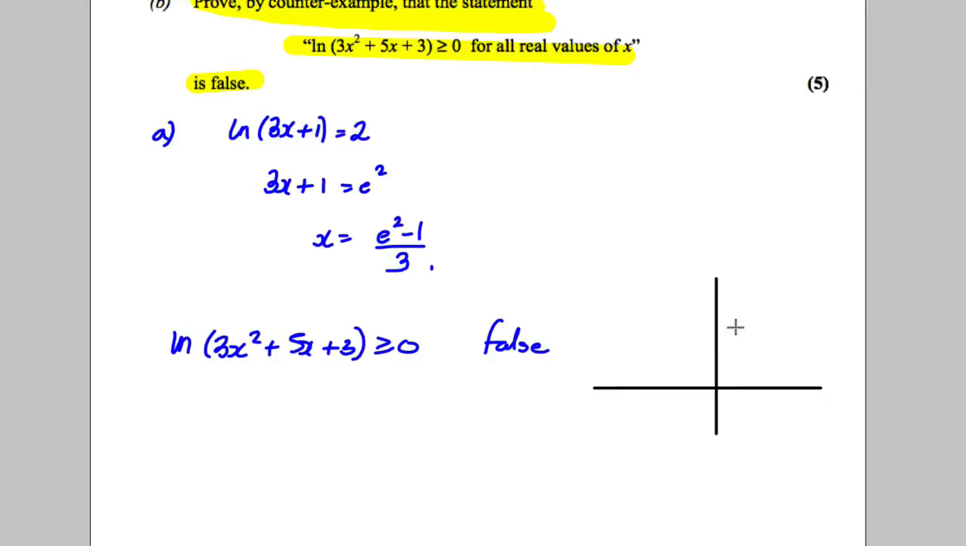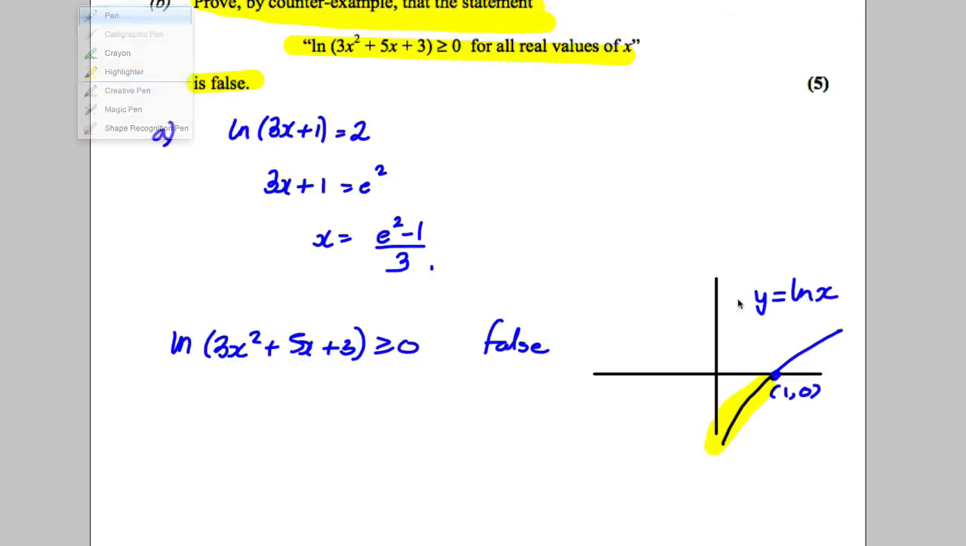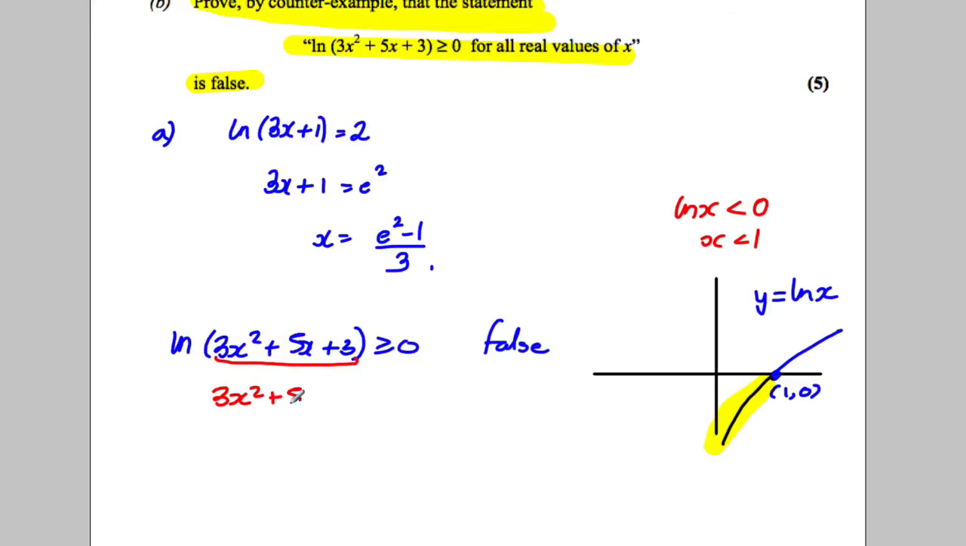Let's just think of the y equals log x graph. Now you should know that the y equals log x graph looks something like this. That's y is equal to the natural logarithm of x, and this graph is negative for x less than 1. So the logarithm of x is negative when x is less than 1. Okay? So therefore, this thing here would be negative if 3x squared add 5x add 3 was less than 1.